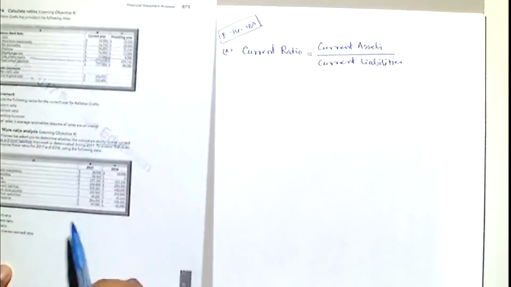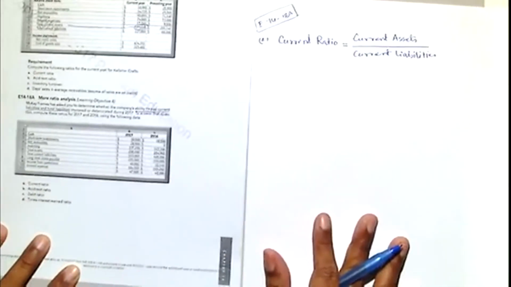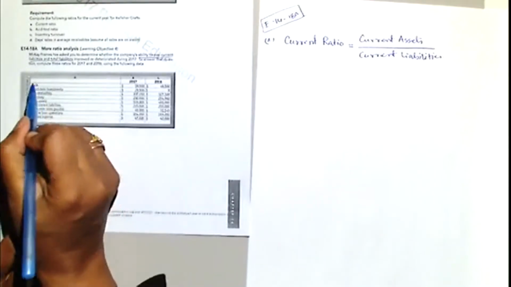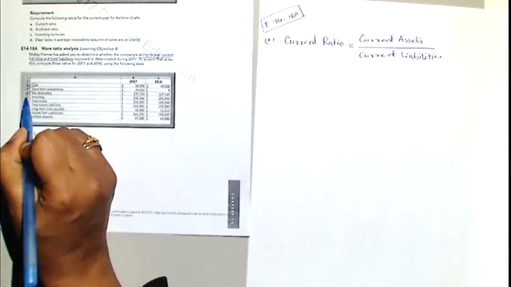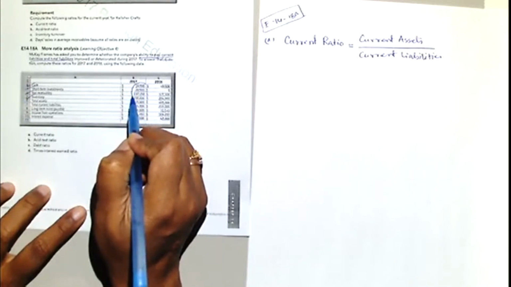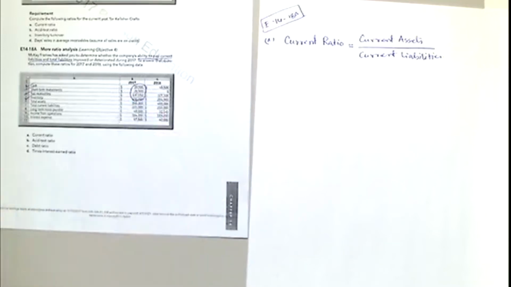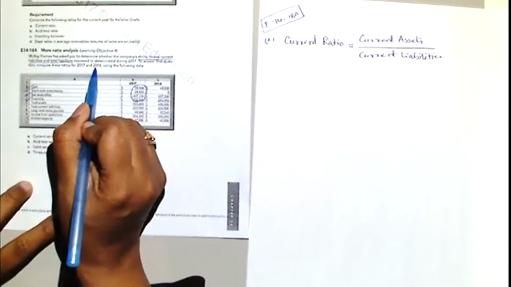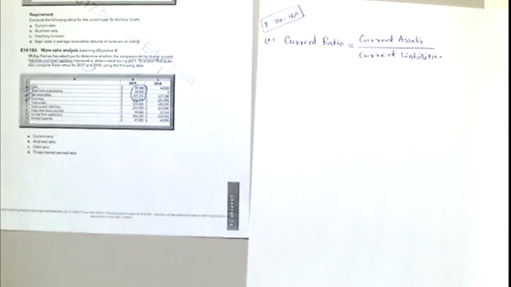But this problem is not telling me what my total current assets are. So I know these are the components of my current assets: cash, short-term investments, accounts receivable or net receivables, and inventory. You need to add all those items to calculate your current assets. Since we are comparing 16 and 17, you need to do it for both years. Let's do one at a time. Let's calculate the current ratio for 2017.